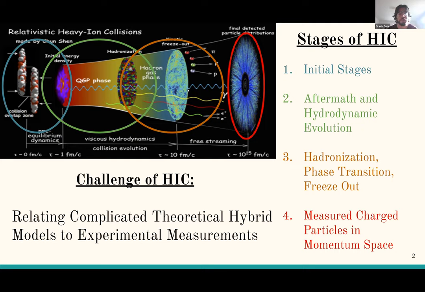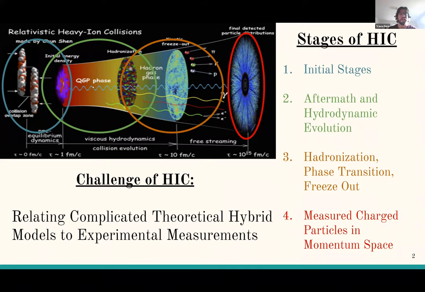And here on the phase transition side, the picture is similar. You might have chemical freeze out, but then the particles will still be interacting kinetically, and that might give a hydro picture, or it also might give a Boltzmann equation picture. There's a lot of uncertainty in these regions, but the theoretical challenge is creating a hybrid model that's all consistent, that connects the initial state to the aftermath and the hydro to the hydronization, phase transition, and freeze out. And then ultimately all that is measured as charged particles in momentum space.